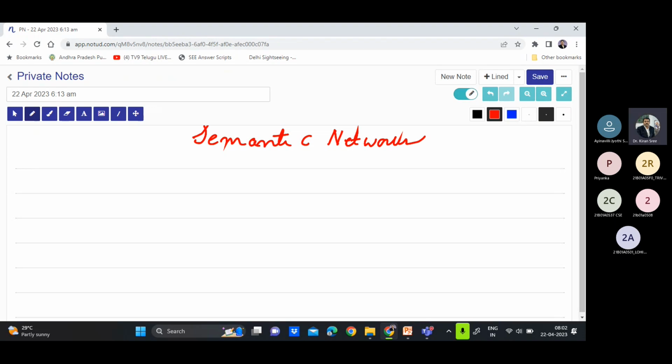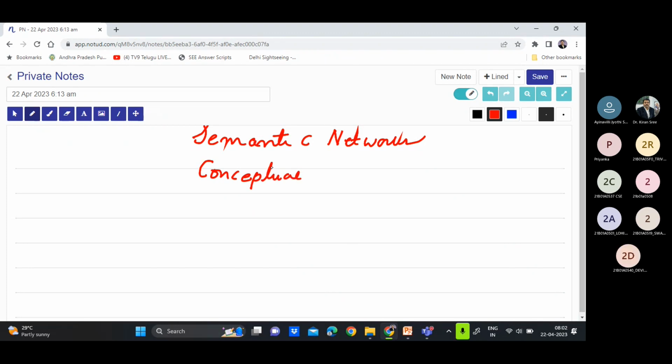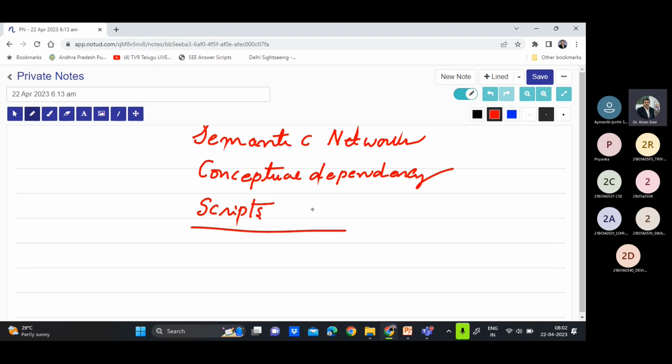This is one way of representing your NLP statements. Whenever you have a statement, you consider the meaning of it and you have a diagram for that. And then you have conceptual dependency, which is also very important. And you also have a very important concept called scripts. And then a very simple concept called frames.